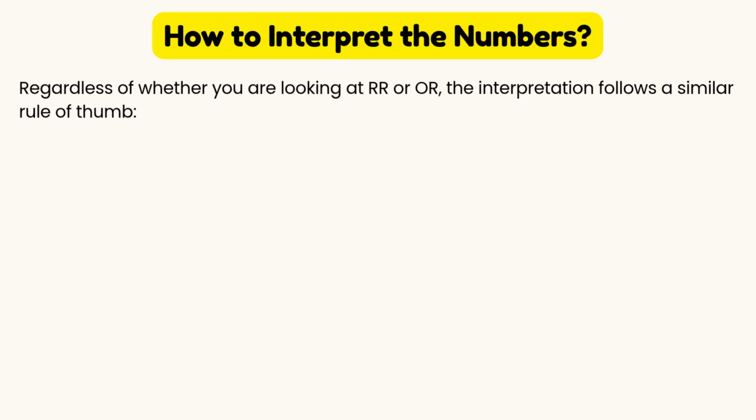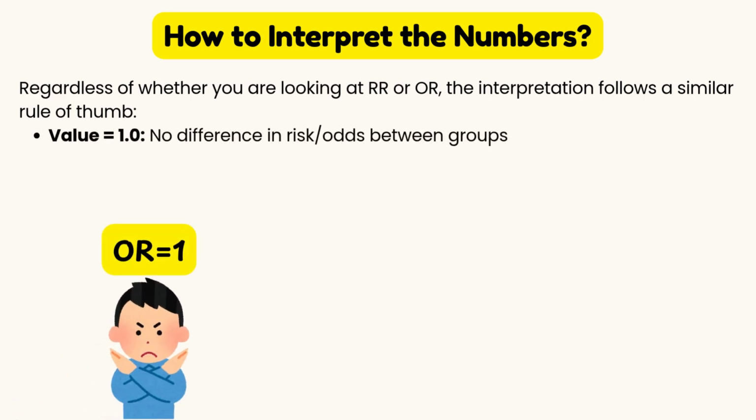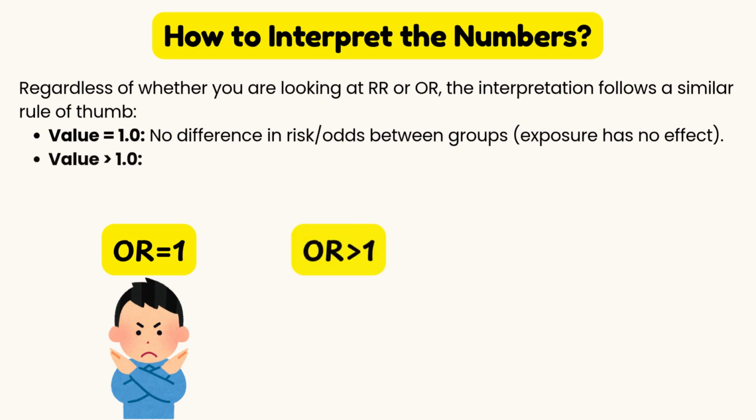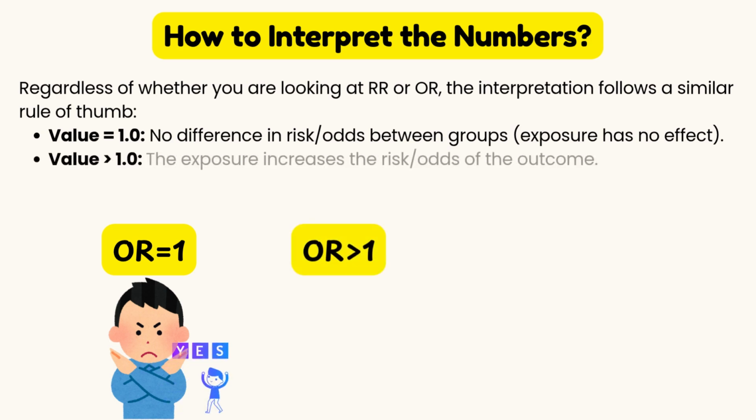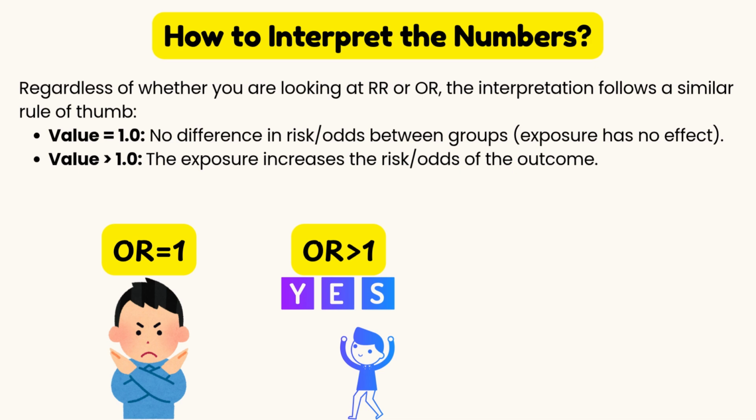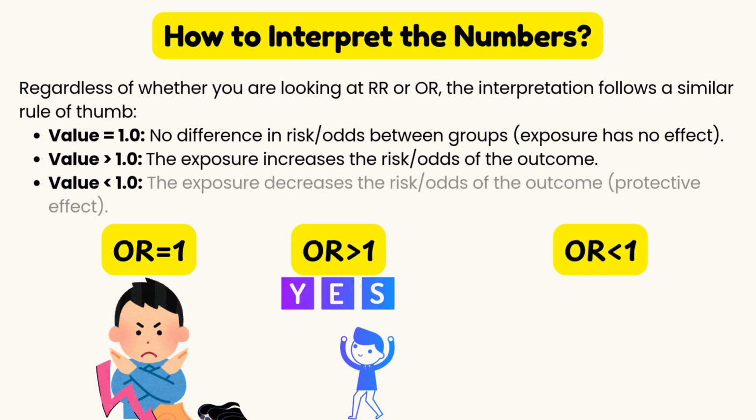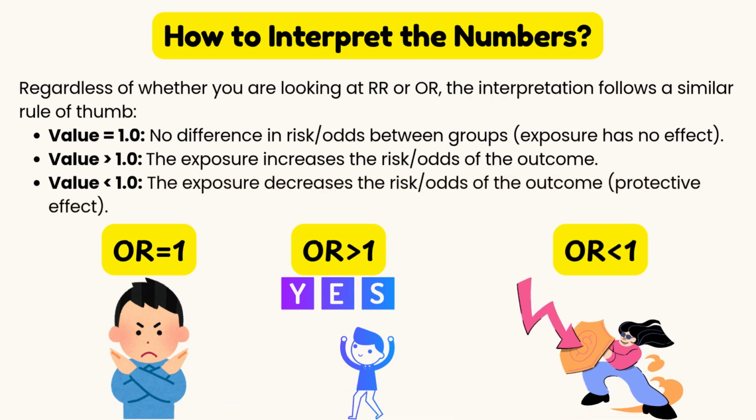How to interpret the numbers? Regardless of whether you are looking at relative risk or odds ratio, the interpretation follows a similar rule of thumb. If value is equal to 1, then there is no difference in risks or odds between groups. That means that exposure has no effect. If the value is greater than 1, then the exposure increases the risk or odds of the outcome. If the value is less than 1, then the exposure decreases the risk or odds of the outcome. That means the exposure has a protective effect.